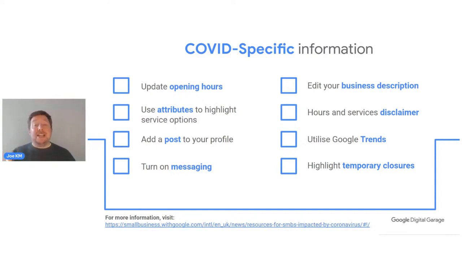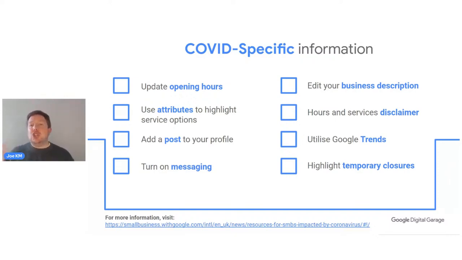This should be a checklist of things that you should do. So I would even recommend writing these down, making notes of these. Have you updated your opening hours, bank holidays? Used attributes to highlight service options. Add posts to your profile. Turn on messaging. Edit your description as best as you can. Not as regularly as you need to, but if you do add something, do it. Hours and services, add your disclaimer, possibly links to it as well.